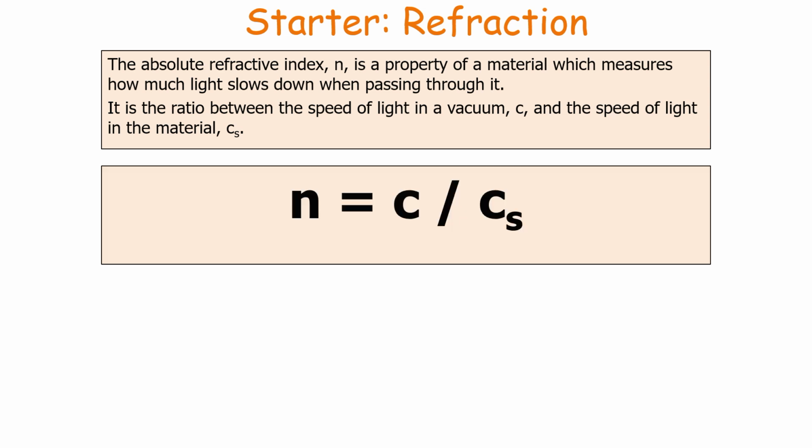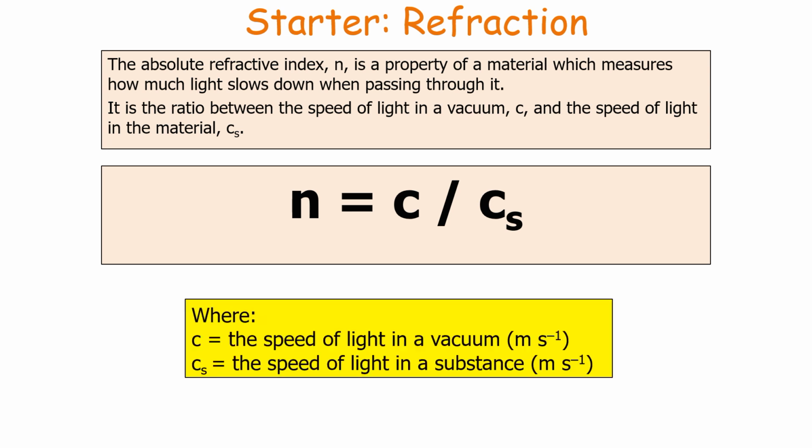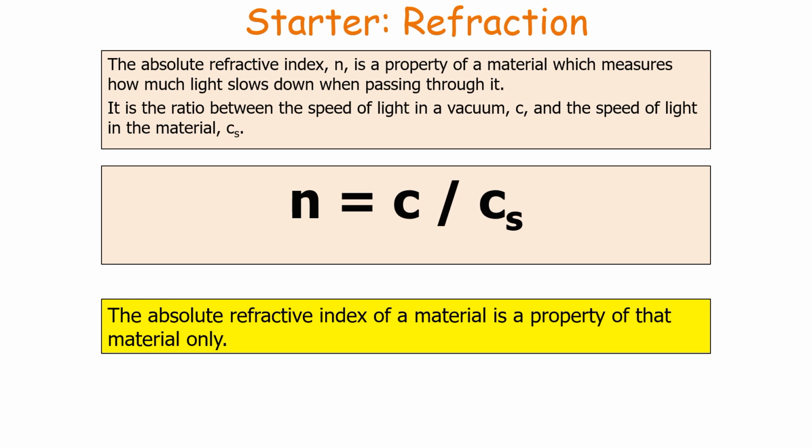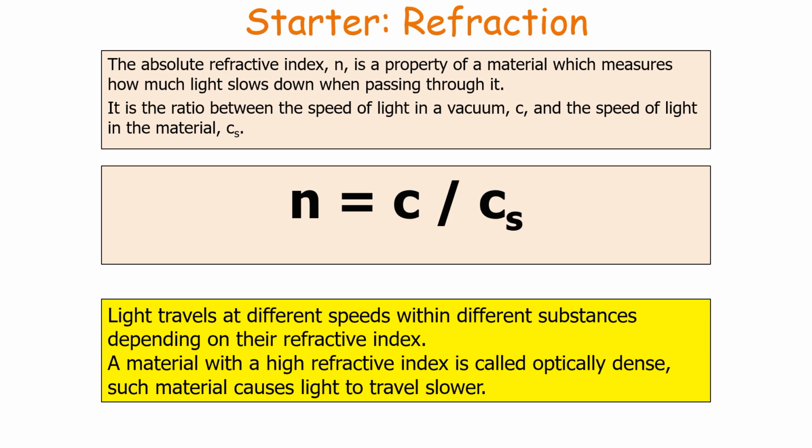So therefore the absolute refractive index is equal to c over cs, where c is the speed of light in a vacuum, 3 times 10 to the 8 meters per second, and cs is the speed of light in the substance. Now the absolute refractive index of a material is a property of that material only, because light travels at different speeds within different substances, which depends on the refractive index.